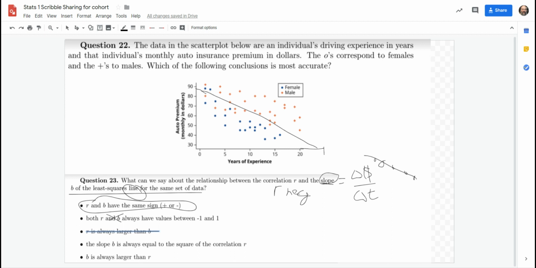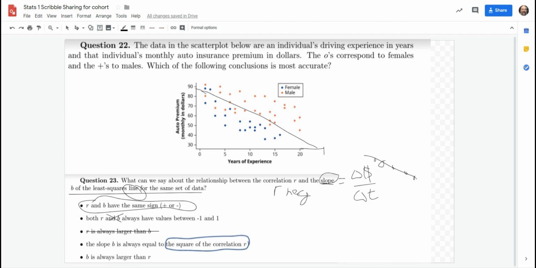Fourth, the slope B is always equal to the square of the correlation R. They have brought in something else that might ring a bell with you. It might resonate with something you remember about correlation, but it's not the slope B. Again, the slope B is the number according to the data. It's the regression line. It has the actual slope in those actual units, right? B can't be equal to the square of the correlation.